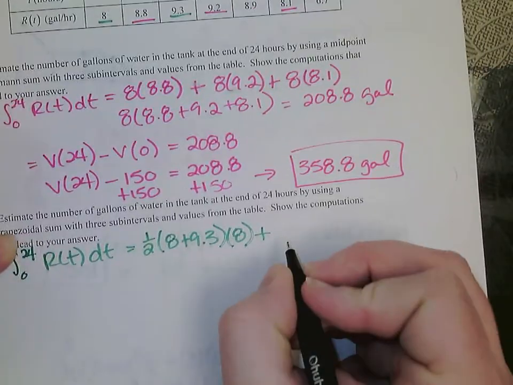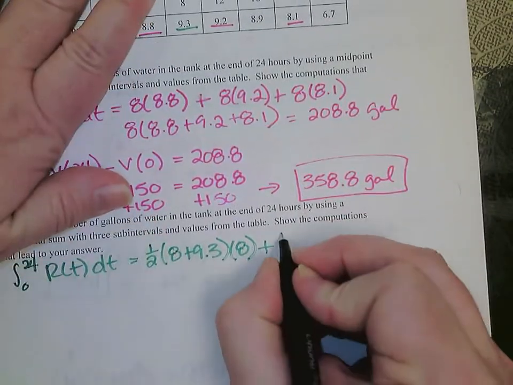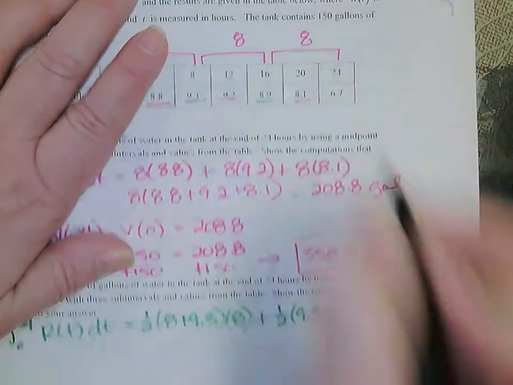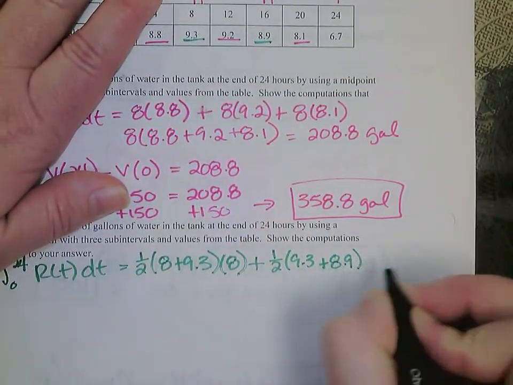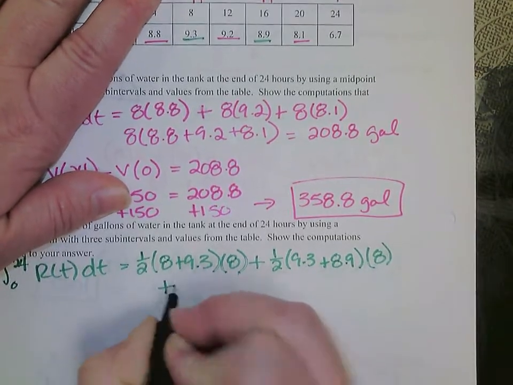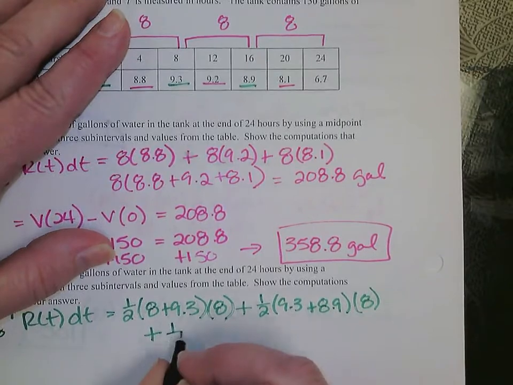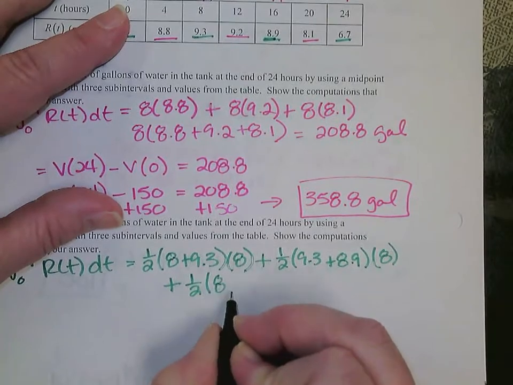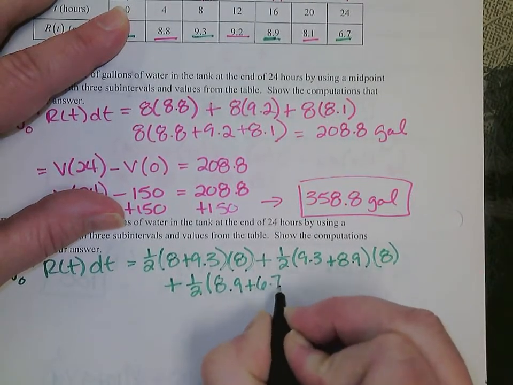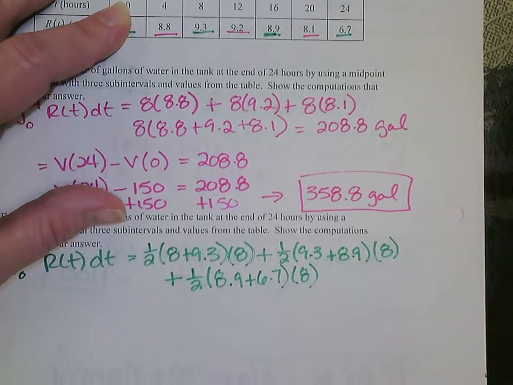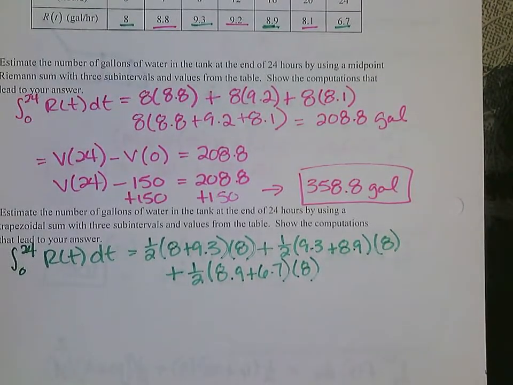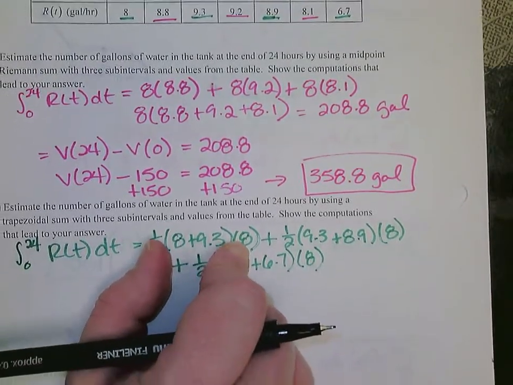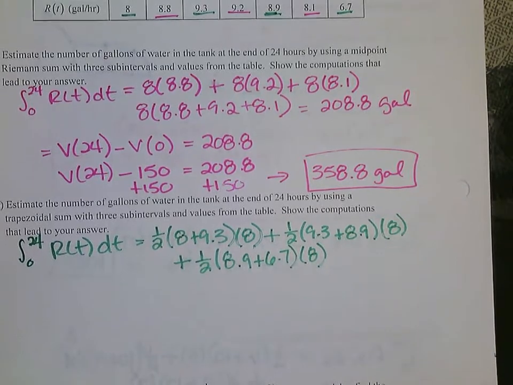My next subinterval from 8 to 16 would have an area of 1/2. Base 1 is 9.3 plus base 2, 8.9, times the width of the partition as the height, 8, plus the third subinterval has an area of 1/2. Base 1 would be 8.9, base 2 would be 6.7, and the height is the width of the partition, 8. If you wanted to, you could factor the 1/2 times 8 out, so you could pull the 4 out and just add everything, especially if you had to do it by hand to make the calculations a little easier.